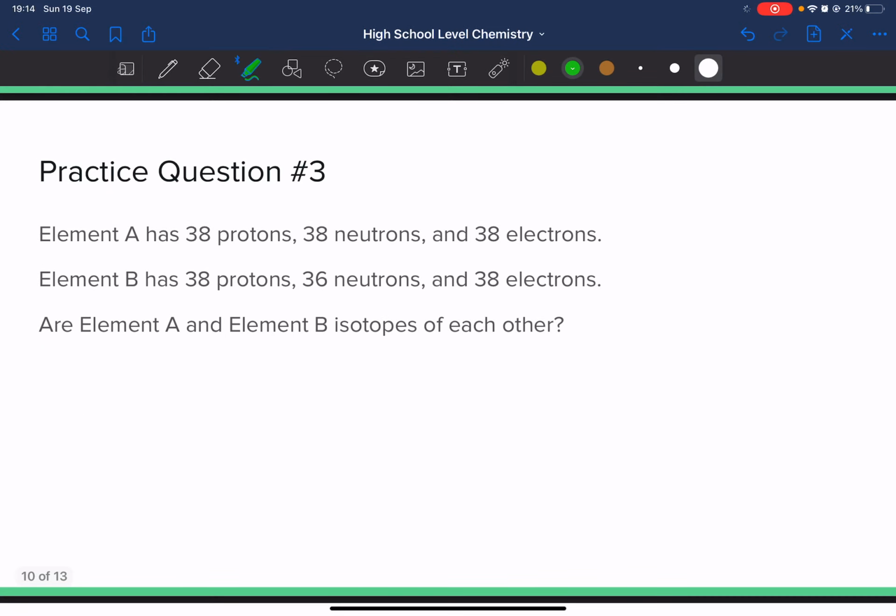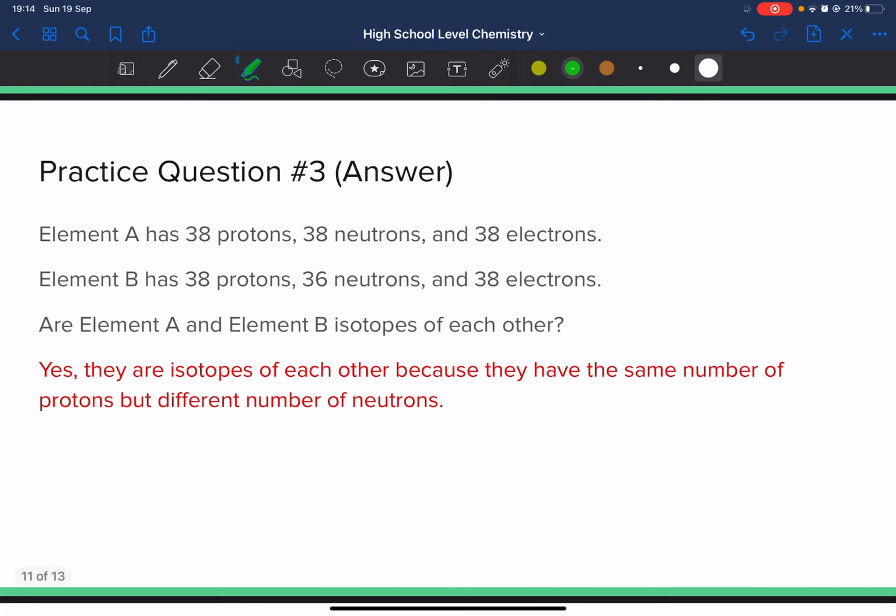The third question. Element A has 38 protons, 38 neutrons, and 38 electrons. Element B has 38 protons, 36 neutrons, and 38 electrons. Are element A and element B isotopes of each other? Yes, they are isotopes of each other because they have the same number of protons. So they all have 38 and they have different number of neutrons.